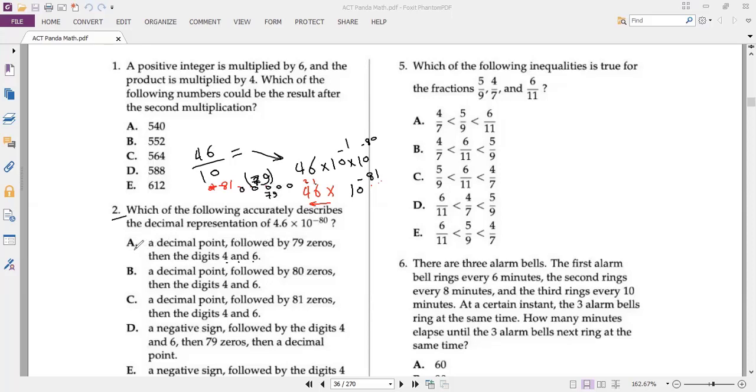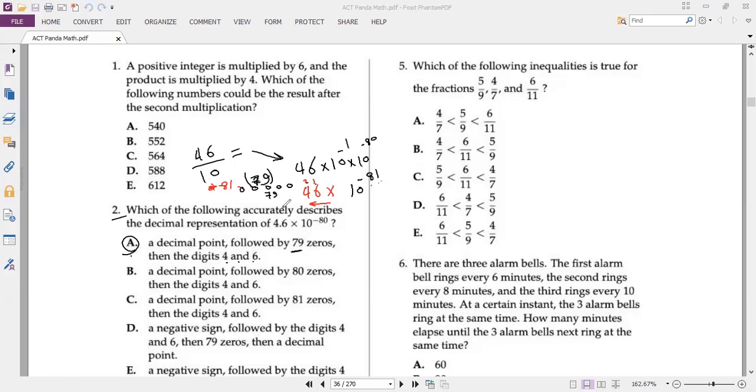So the best answer here is number 1. We have a decimal point followed by 79 zeros, then 6, then 4, then 6. So we have answer A. I hope it's clear now.